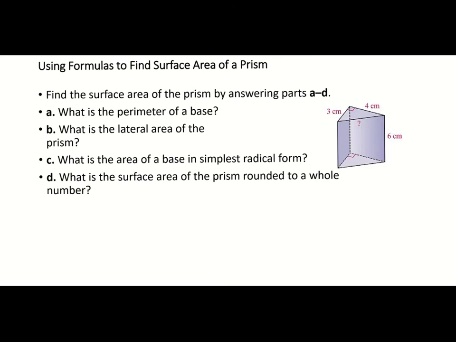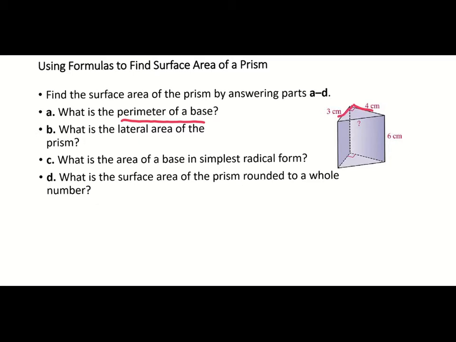All right, so here we are going to find the perimeter of the base, and then we're going to answer all these questions to help us find the surface area. So my base is right here, and I have 2 of the sides but not the third, but I do recognize that this is a right triangle, and the 2 legs are 3 and 4.